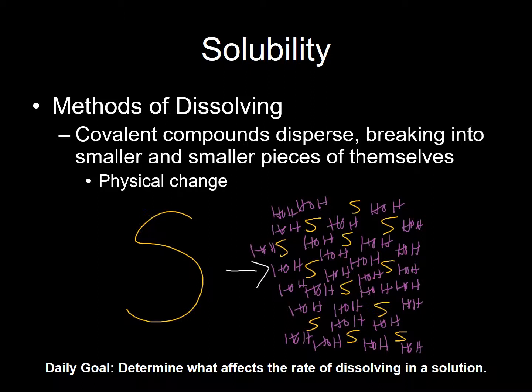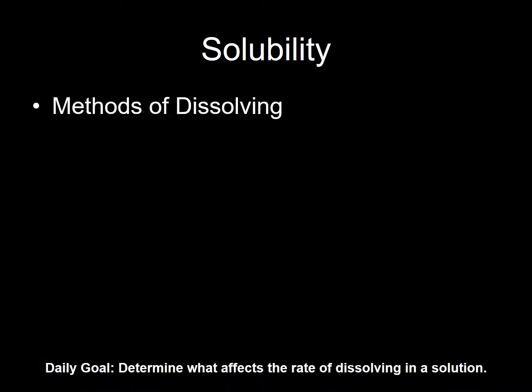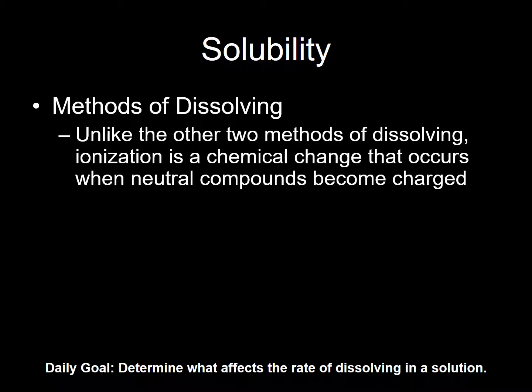Dissociation is ionic. This is dispersion. This is covalent. I highly recommend taking a look at the Tyler DeWitt video on methods of dissolving, because his visuals are a lot better than mine. The final method of dissolving is actually a little bit different, because it is not a physical change. It is actually a chemical change, and that is called ionization. Ionization is where you take a neutral compound and then give it a charge.